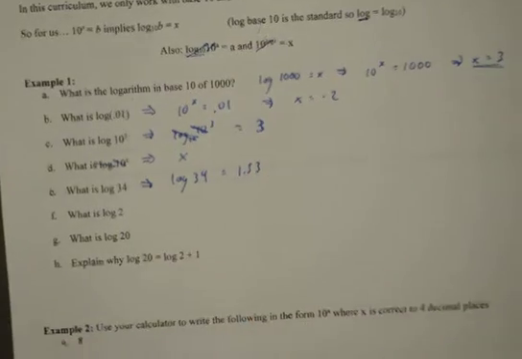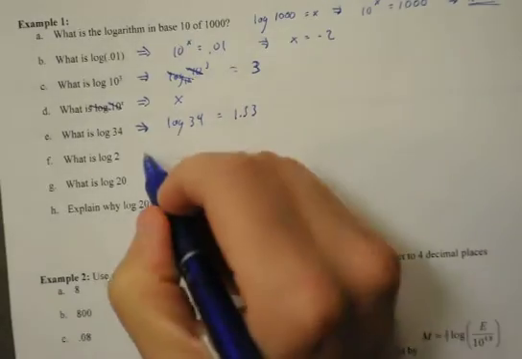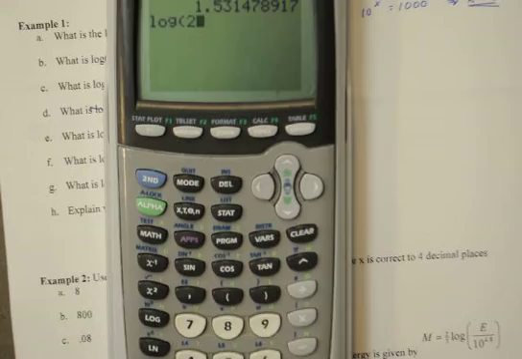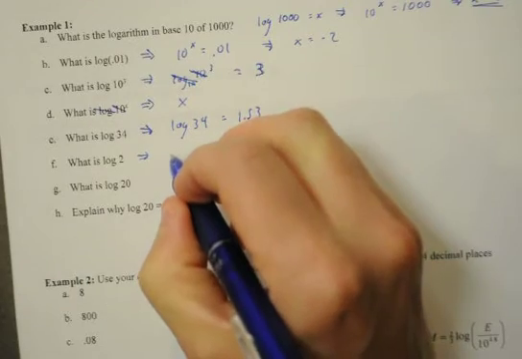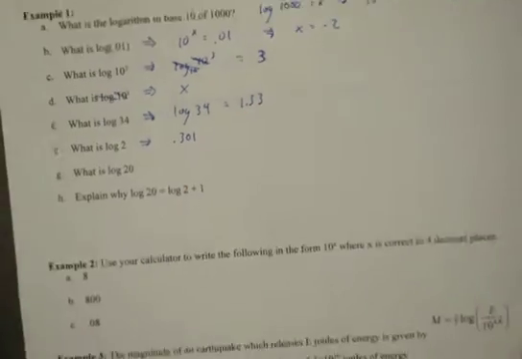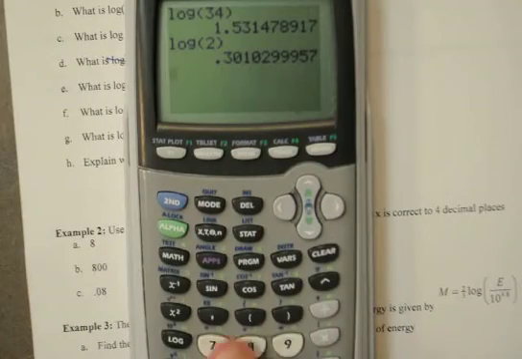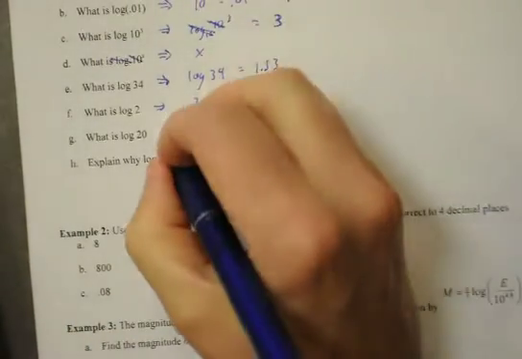3 sig figs. Next, what is the log of 2? Again, put it in your calculator. 0.301. What is the log of 20? One more time. 1.301. Interesting. 1.301.